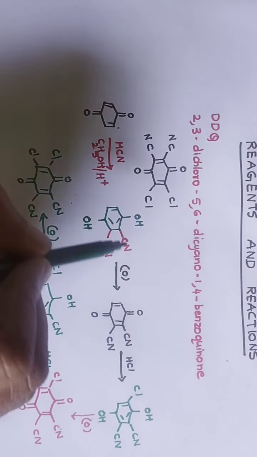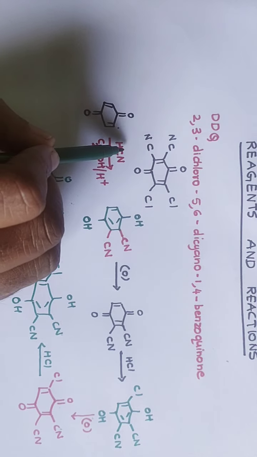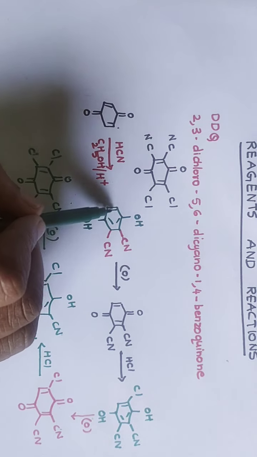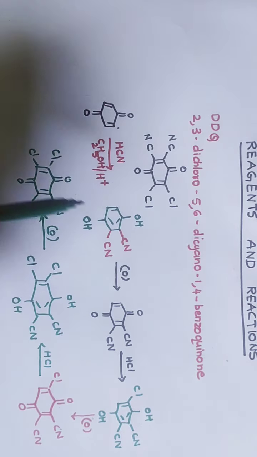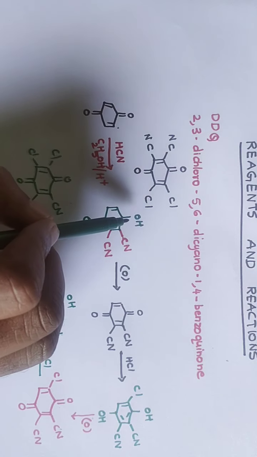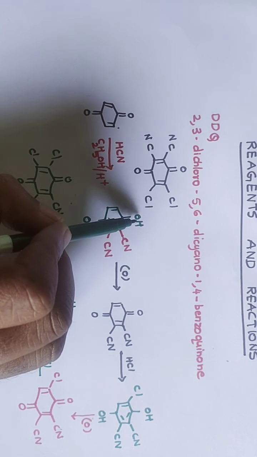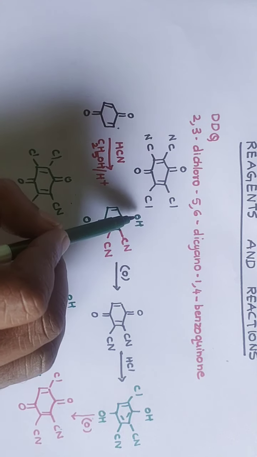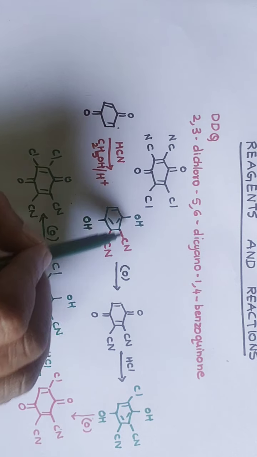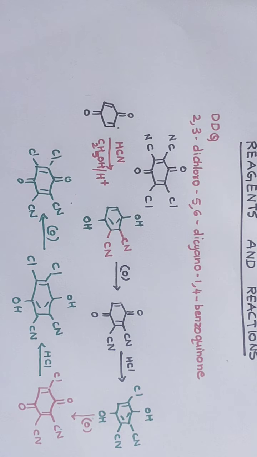For each step you should carry out oxidation, because when hydrogen cyanide attacks, aromatization takes place and double bond O gets converted to OH. It gets converted to the corresponding quinols or hydroquinones. A phenolic structure comes here, so you get aromatization. So again you should carry out oxidation, so that you get back the quinone ring system. So this is the preparation of DDQ.